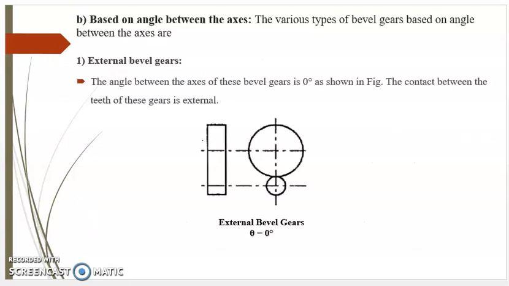Now, next classification, that is based on angle between the axes. The various types of bevel gears based on angle between the axes are: first, external bevel gear. The angle between the axes of these bevel gears is 0 degree as shown in figure. The contact between the teeth of these gears is external.